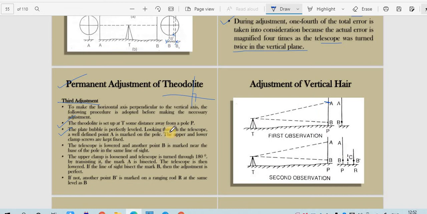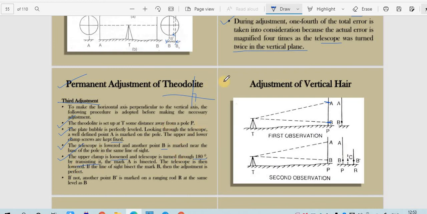Then the upper and the lower clamp screws are fixed. You will fix the upper and the lower clamping screw. The telescope is lowered and another point B has been marked. Then you will mark another point B on that particular pole. Okay, this is point B. Now the upper clamp is loosened, you will release the upper clamping screw and turn the telescope by 180 degrees.